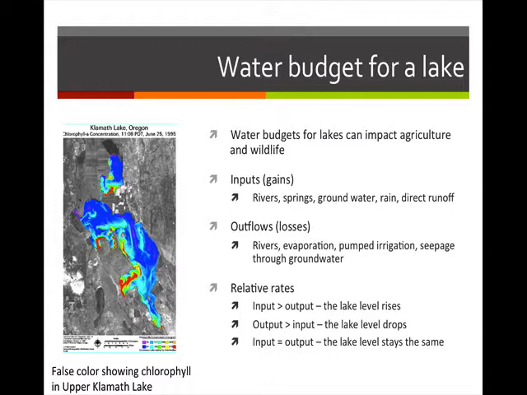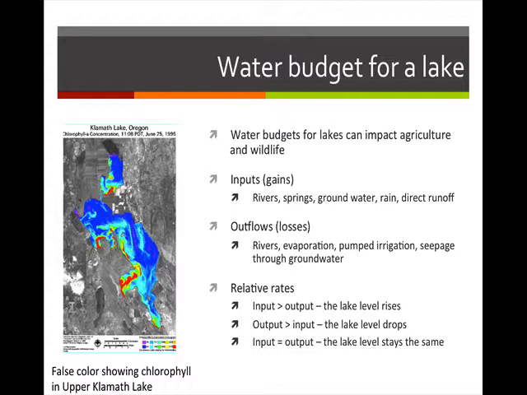There's pumped irrigation to support agriculture, and there's seepage through groundwater. So some of these things are really pretty easy to account for, like how much is going out of the river. The other thing, seepage through groundwater, can be quite a problem to measure very accurately.